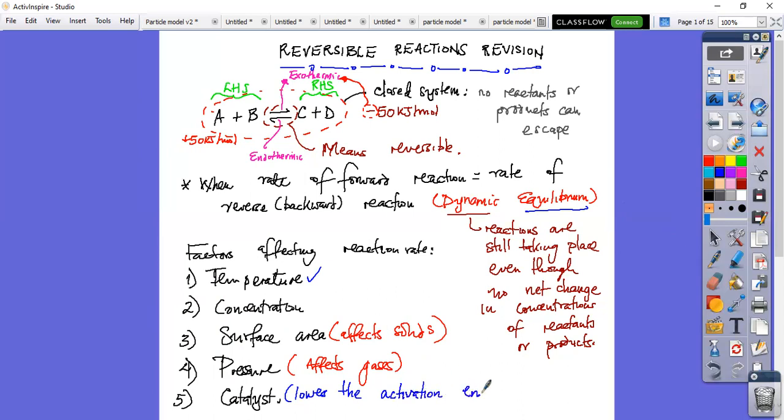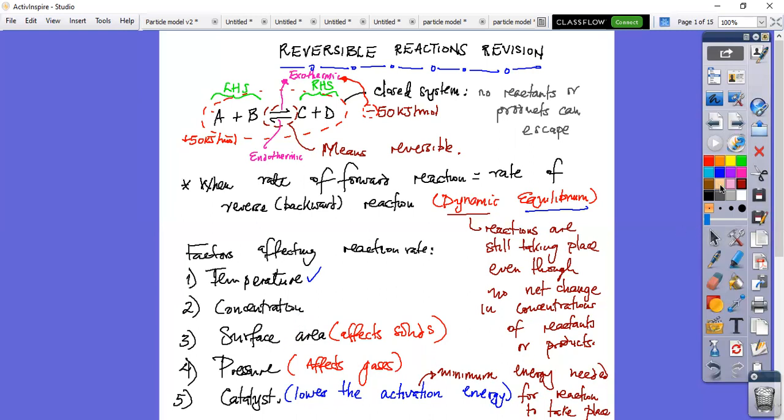And can you remember what the activation energy is? Is it the amount of energy needed to start the reaction? Yes, minimum energy. The minimum energy needed for a reaction to take place. Now, this lowers the activation energy, so not as much energy. So in other words, reactants, even with lower energy, then get a chance to react.